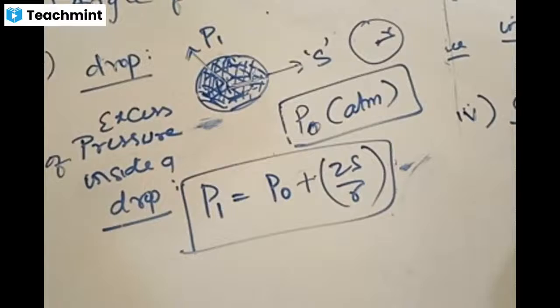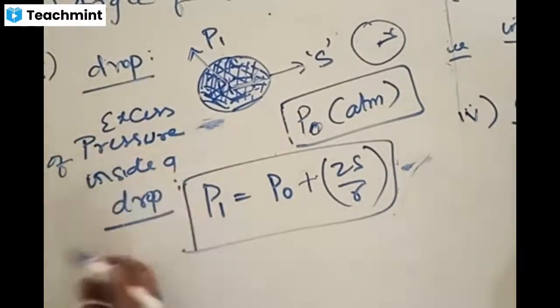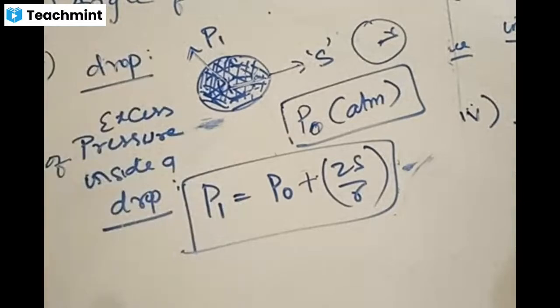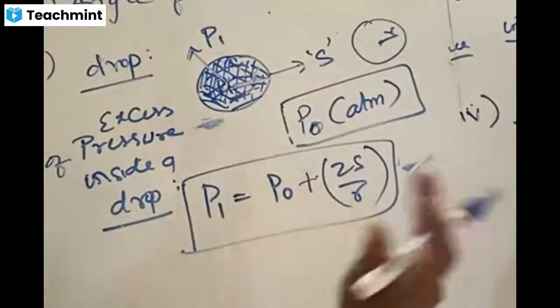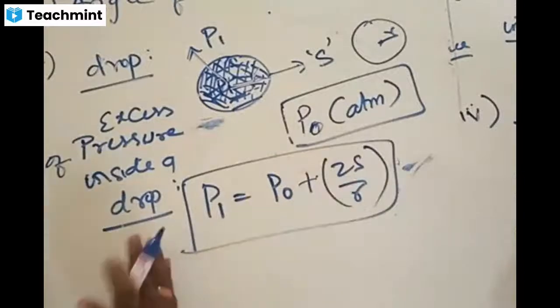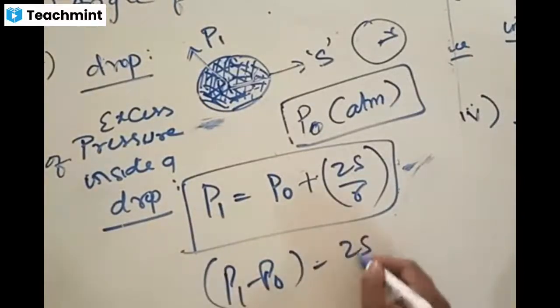Is the point clear, all of you? Inside a liquid drop of any surface tension and radius r, how much excess would there be compared with the outside? Compared with the outside, inside is going to be more, or you can say simply P1 minus P0 is equal to 2S by r. You should remember this formula.